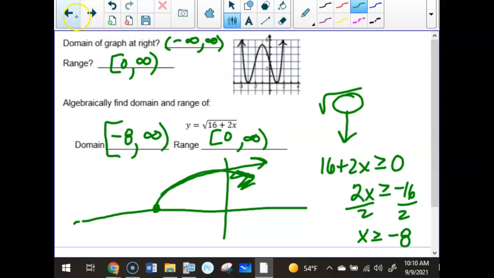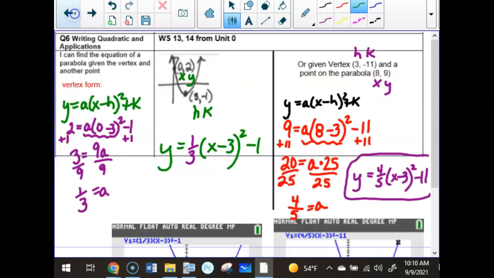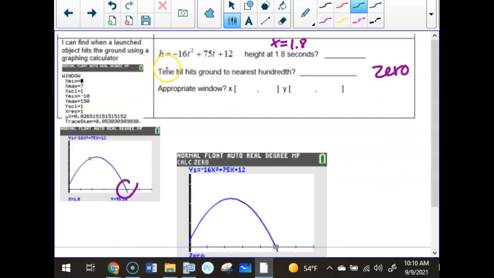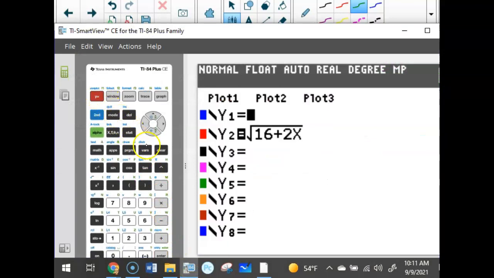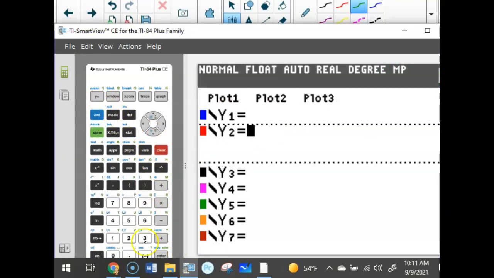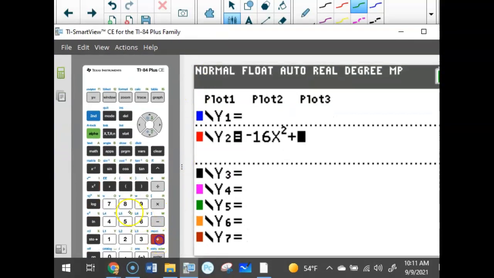Graphing problems. Do you need me to go back and do that throw up problem? Find a good window for it? I don't know if we have time. I think we do. If I type this in, -16x squared plus 75x plus 12, remember you trade those out for x's. Plus 75x plus 12?